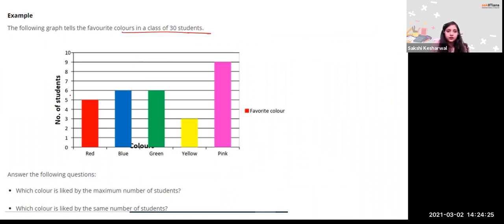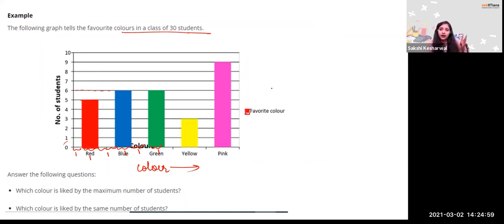So you see that red is being liked by how many? See, this is the spacing. If from 0 to 1 they have left 1 centimeter, then again 1 centimeter, and so on, you have to keep the proper spacing, right? Now, this is a bar, and it says red is being liked by 5 students. Blue is being liked by how many students? Over here, this is the color, and here it is the scale. The scale means the favorite color.